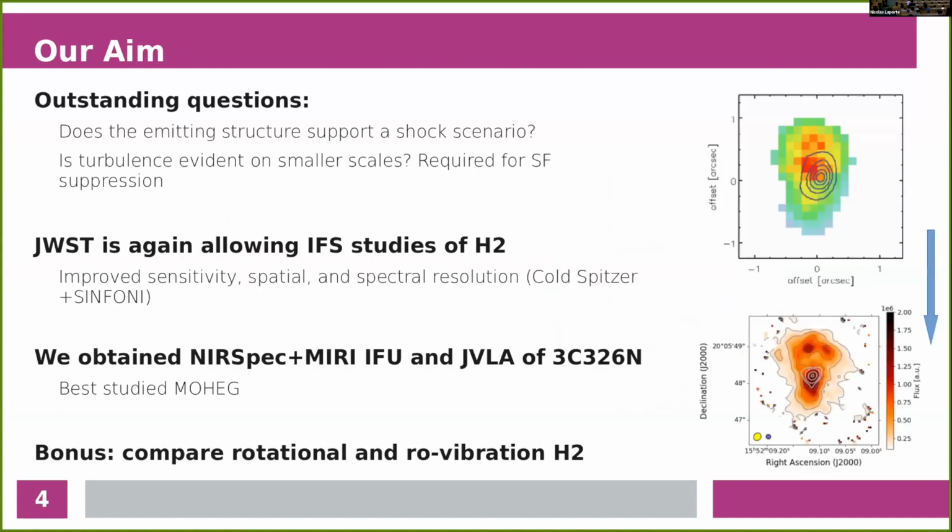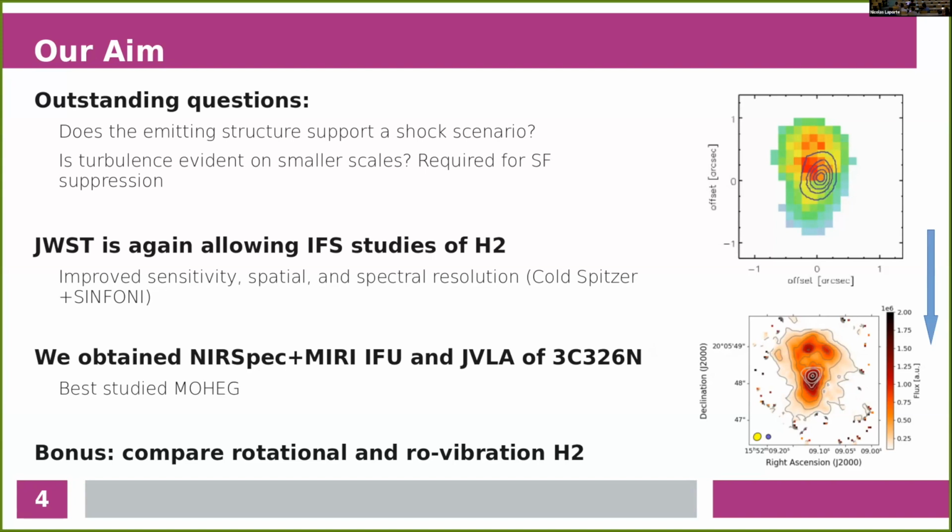So what we want to do is take one of these objects as a test case. We want to look at it with JWST at high angular and spectral resolution and see if we can see structures consistent with shocks, and see if the turbulence makes it down to the small scales. What we had before was Spitzer and SINFONI data, which you can see on the top right, but JWST gets much better resolution. You can see the equivalent line with JWST at the bottom right, so you can really see the improvement.